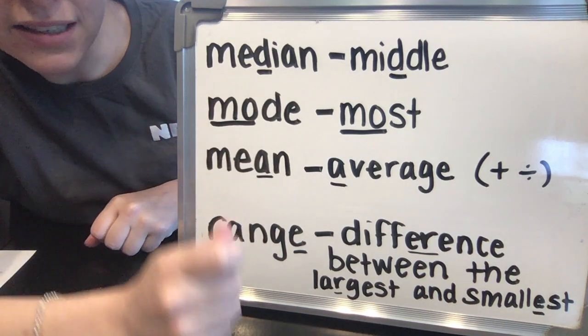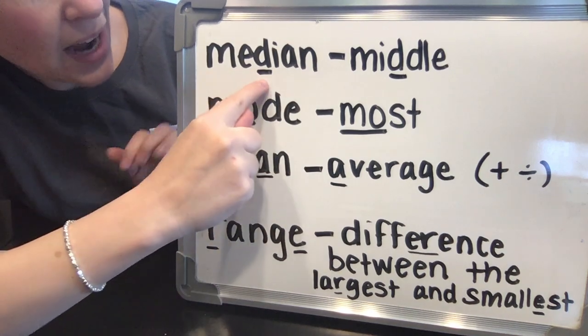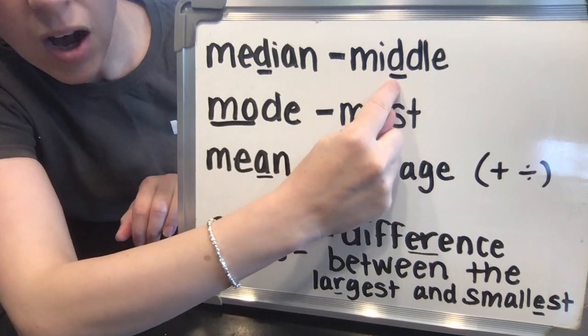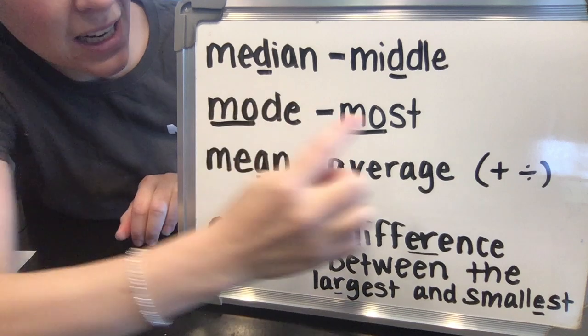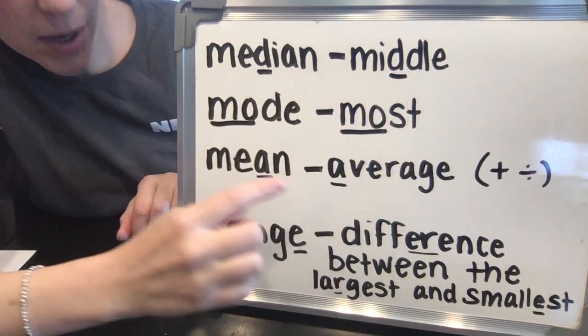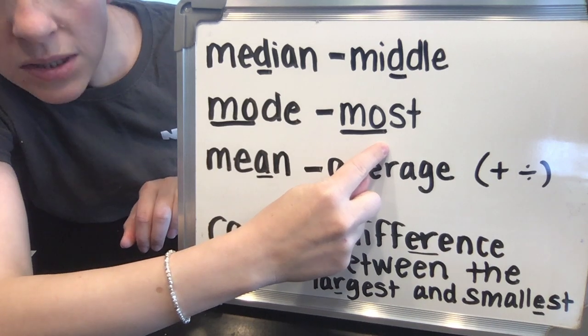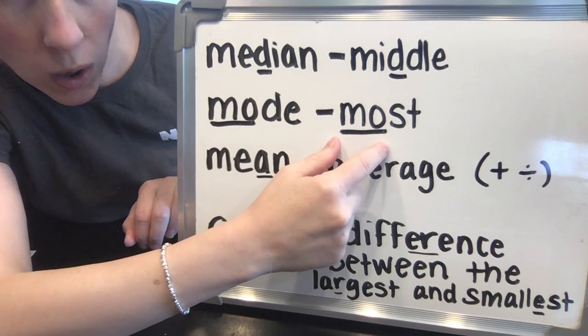So I've underlined some letters that I find helpful to remember what these words mean. Median has a D approximately in the middle, and the word middle also has a D approximately in the middle. So that helps me remember that median is the middle number. Mode starts with MO, and so does the word most. Some students also like to remember this as the number that shows up more than the others.